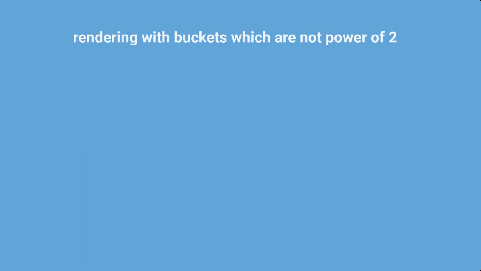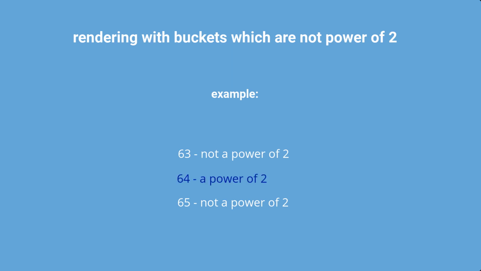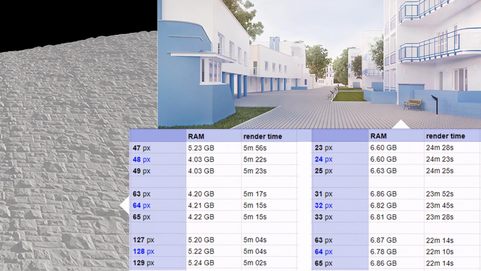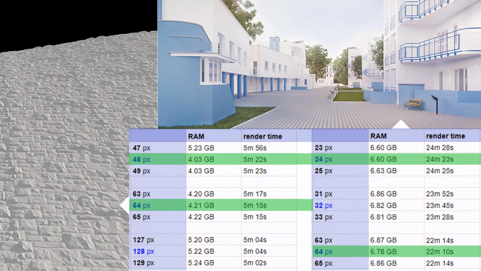First, I will set the buckets to sizes which are not powers of 2, but very close, and compare the performance to buckets with sizes set as powers of 2. Here are the results of the tests. The blue pixel sizes in the middle are the bucket sizes which are set as a power of 2, and in almost every case they gave the best rendering times. There are two exceptions where buckets that are not a power of 2 gave better rendering times, but in both cases they were bigger, so the shorter rendering time was justified.